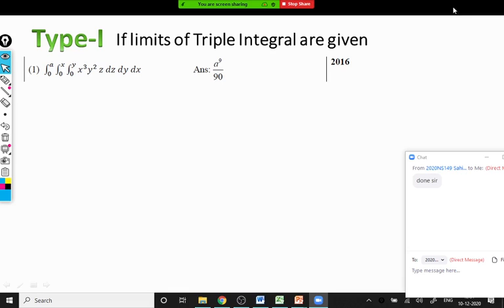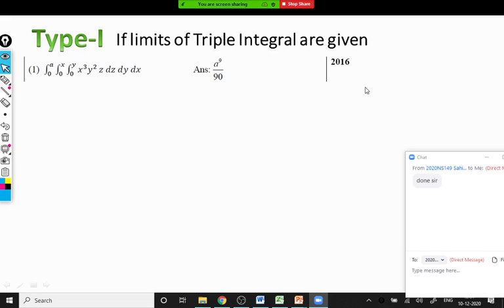This one is our first session for triple integration. We already finished double integration, so you will observe there is no change in the concept of evaluating triple integration. If you are able to do double integration, then triple integration will be very simple for you.